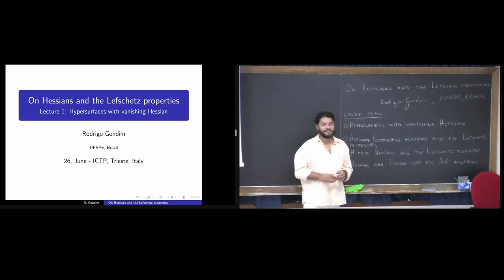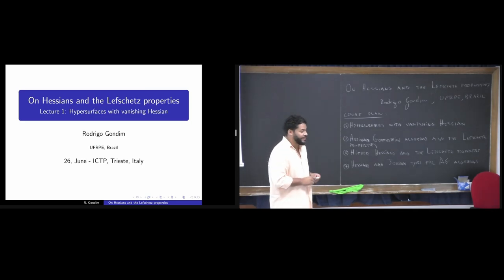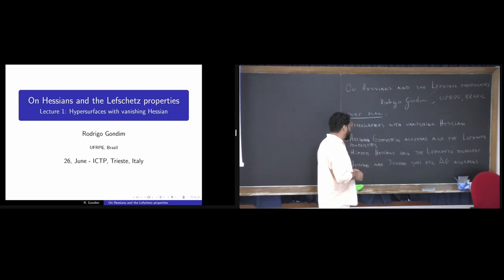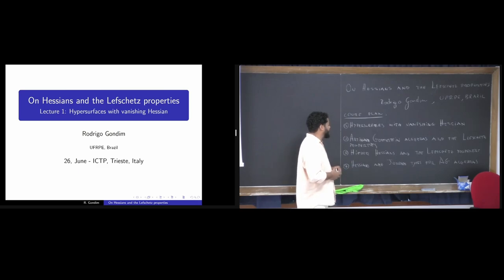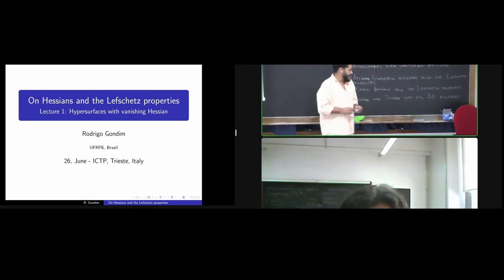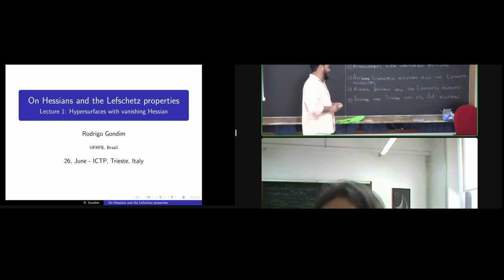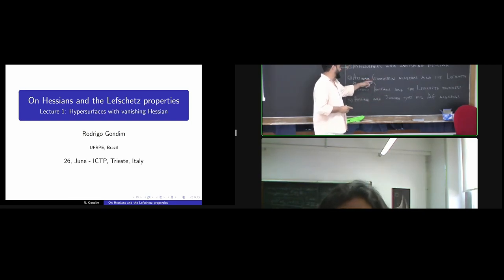In the first lecture, I recall the classical work about hypersurfaces with vanishing Hessian, a classical subject in algebraic geometry and also in commutative algebra. In the second lecture, I recall the structure of Artinian Gorenstein algebras and the link with the Lefschetz properties. In the third lecture, I introduce higher Hessians and link with the classical work of Gondim to study Lefschetz properties from the viewpoint of Macaulay-Mathis duality.